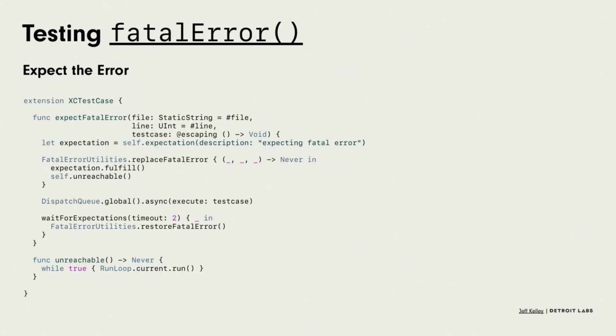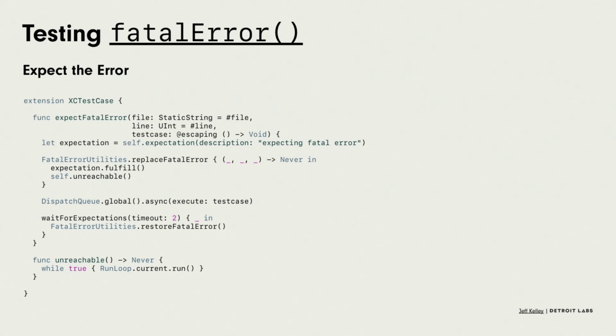So now, in my XCTestCase, I can write this method expectFatalError. What this is going to do is take this test case closure, put that on a background queue, and call it. It's going to have replaced fatalError with something that fulfills a test expectation, and then it's just going to call unreachable, which runs the run loop forever, because we don't want to get past that method. We can never return, because it's a Never return type. And that's why we put it on a background queue, because it's never going to finish.